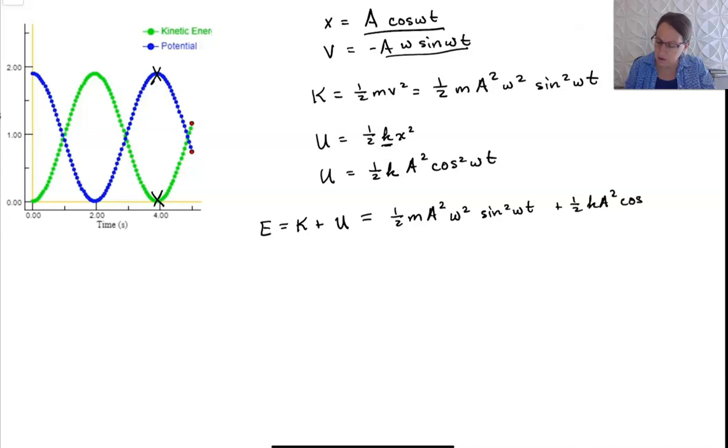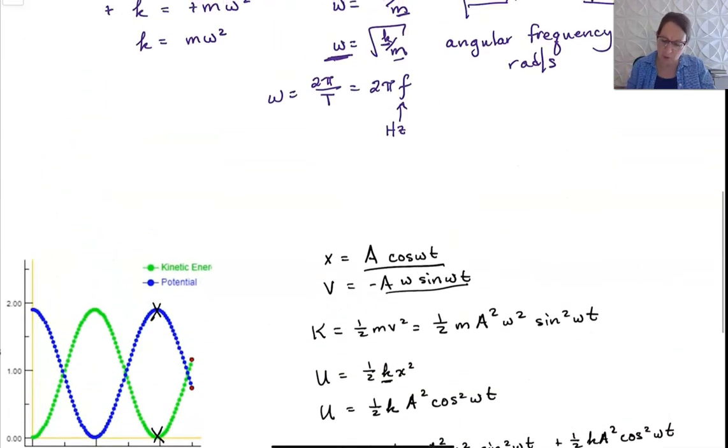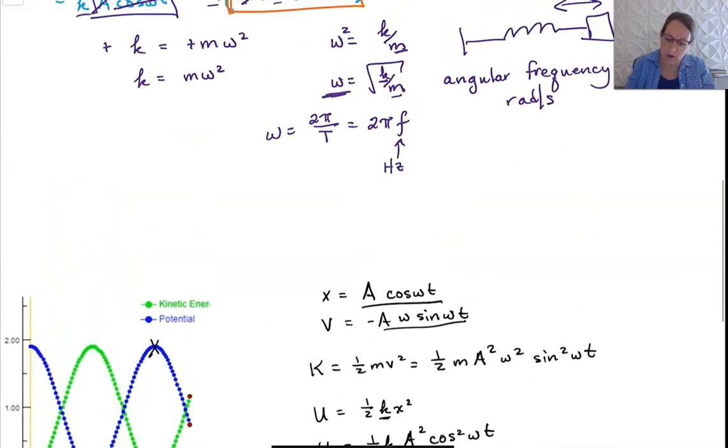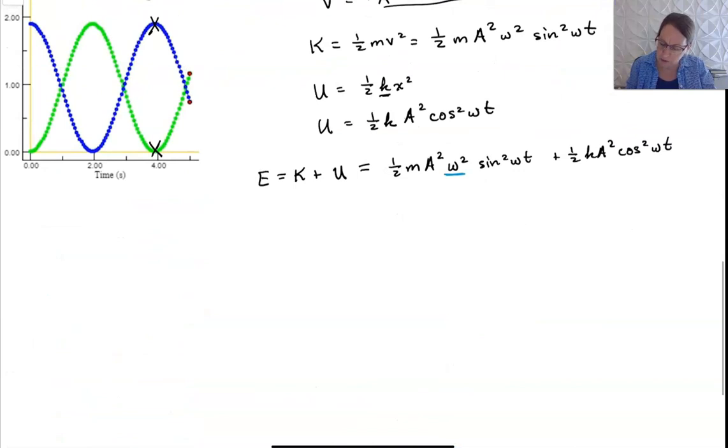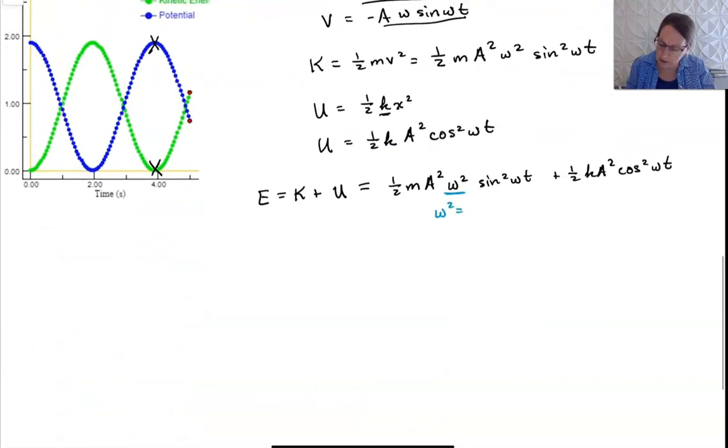squared cosine squared omega t, and now we can get our relationship back from the previous one that said omega squared equals k over m. I'm going to just substitute that in there, and that's going to give me E is equal to 1/2 m a squared k over m. Okay, so the m's go away.